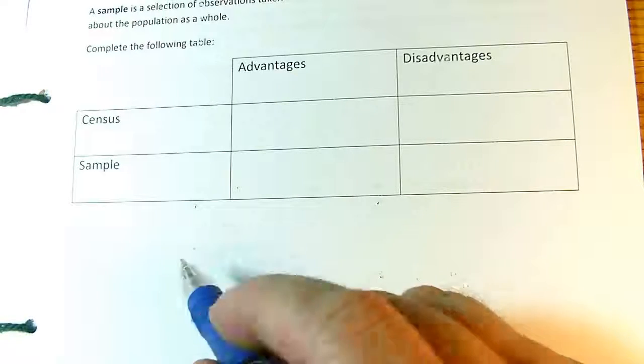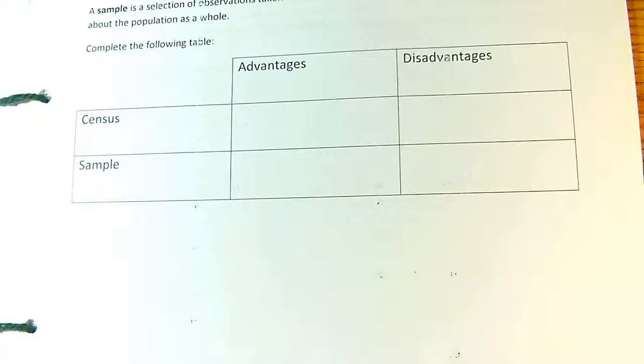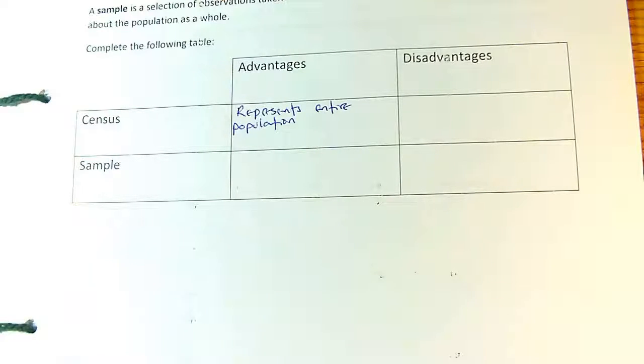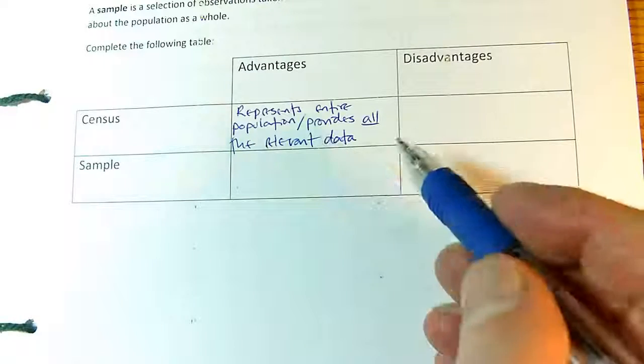So the advantage of a census, okay, well, you've actually examined every member of the population, so you're absolutely 100% sure that you have all the information from the population, so therefore it certainly represents the entire population. And because you've got the entire population, as long as you take the right measurements from it, then you've got all the relevant data that you could possibly want. Okay, so all the relevant data are there.